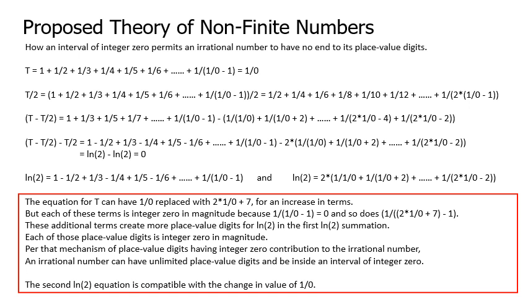Per that example, the first natural log of 2 summation equation can have the quantity of terms increased and increased substantially for more place value digits after the decimal point, but with those place value digits each having a value of integer 0. That's how an irrational number has no end to its place value digits and can be both high and low sides of a Dedekind cut, with a Dedekind cut an interval of integer 0.